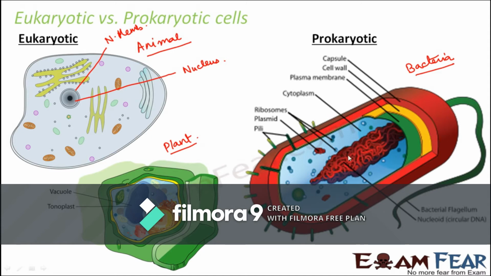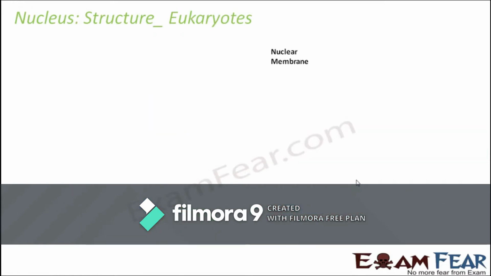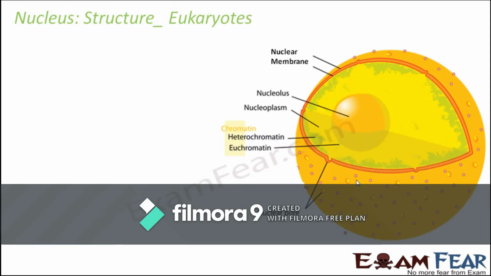All you can see here is some coiled structures, and this is nothing but your DNA. The DNA is lying just scattered. There is no membrane called a nuclear membrane. There is no distinct nucleus. All the material is present just scattered somewhere inside the cell. So this is how a prokaryotic cell looks. Now, knowing eukaryotic and prokaryotic cells is very important. Now that we have discussed this, let us look at the structure of the nucleus.